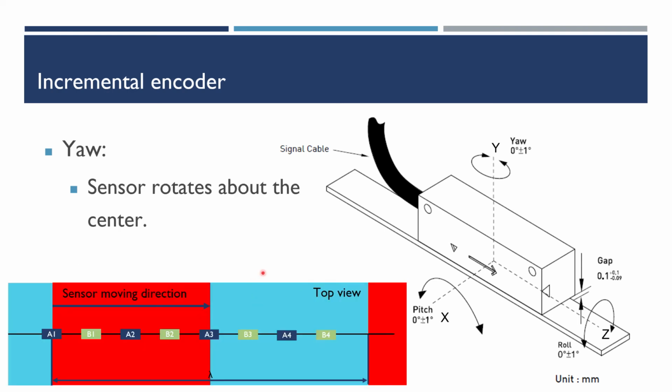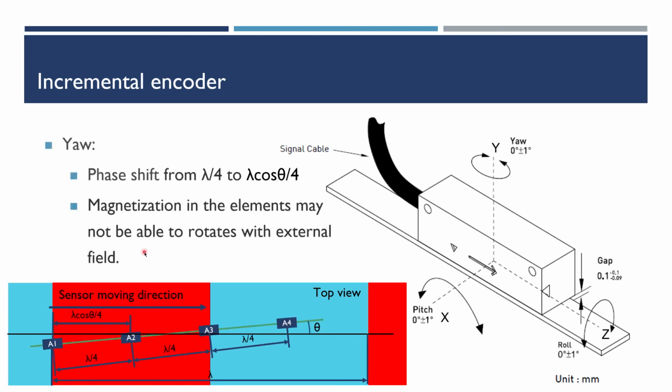For the yaw angle, we now only consider the elements in one Wheatstone bridge, and as mentioned before, the distance between each element is 1/4 lambda apart. So they will have a 90-degree phase shift when there is no yaw angle. Now we consider the yaw angle, and the sensor will rotate about its own center and move along the long axis of the scale. The distance between each element is still 1/4 lambda, but in terms of the position in the magnetic field, they are 1/4 lambda times cosine theta apart, and the phase shift will be less than 90 degrees.